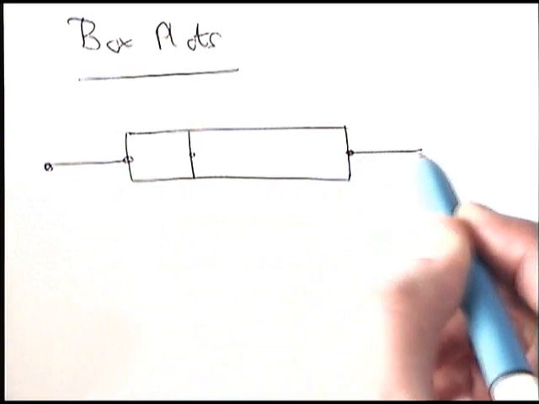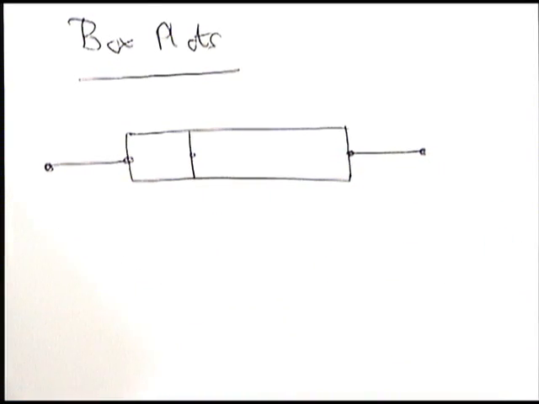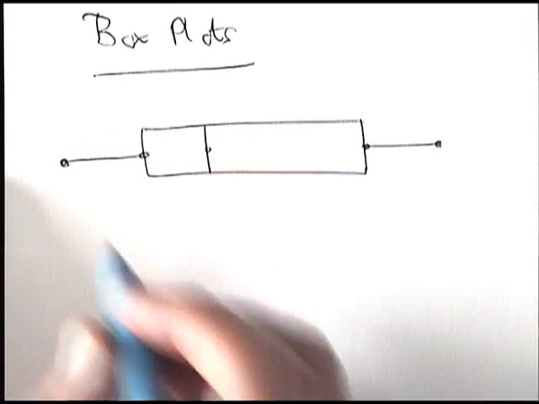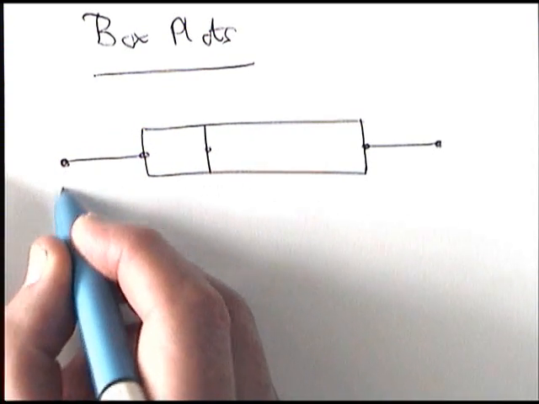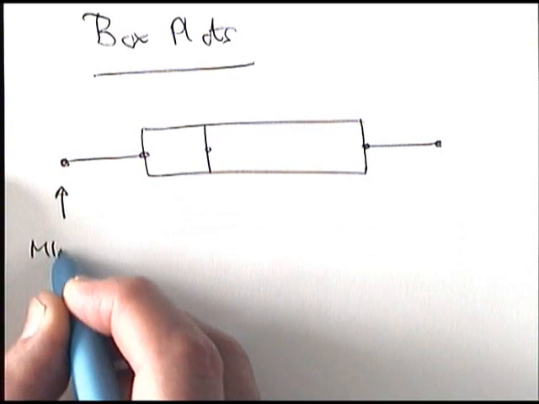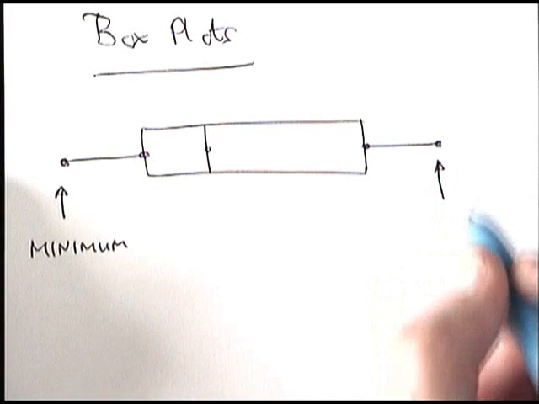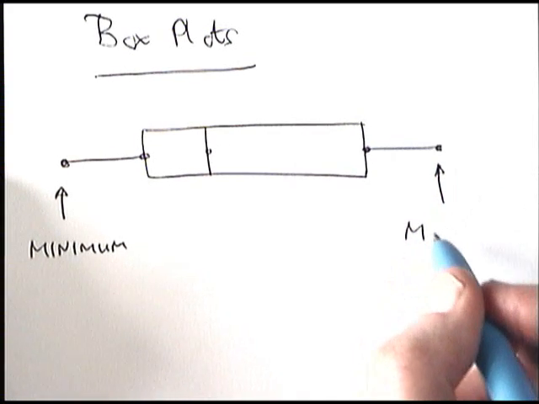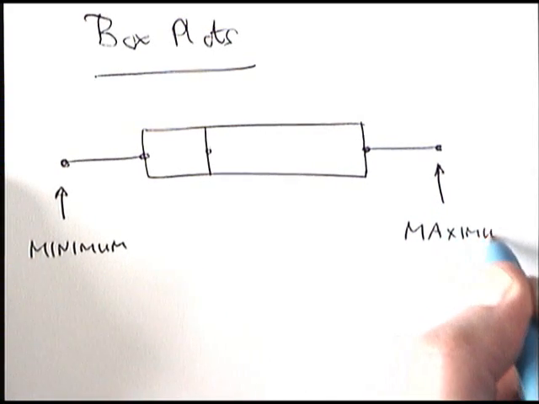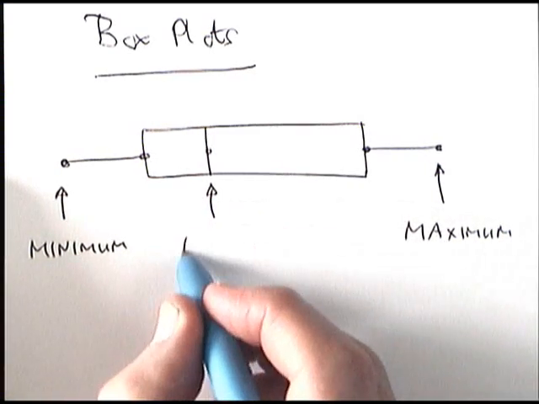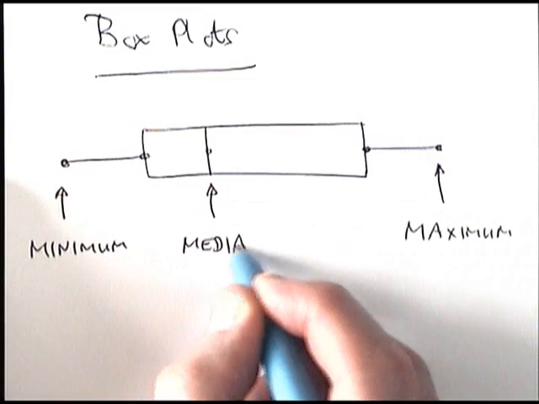Now, each of these 5 places on the box plot represent 5 different things. And what I'd like you to do is just copy this down into your books. The first point always represents the minimum value. The last point always represents the maximum value. The middle point always represents the median.